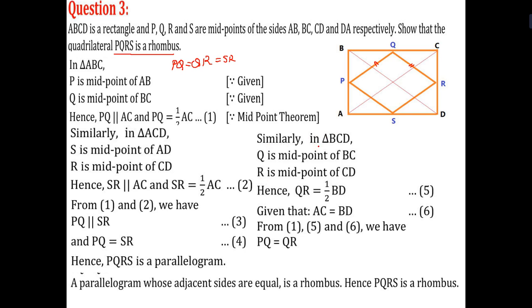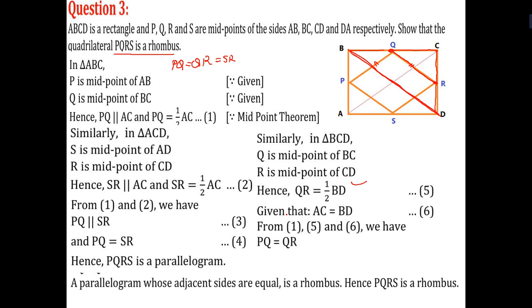So now similarly in triangle BCD. You will see that triangle BCD. So here it is B. We draw one triangle, that is BCD. Now in triangle BCD, Q is a midpoint of BC and R is a midpoint of CD. So we can say that QR is equal to half BD. QR is equal to half BD.